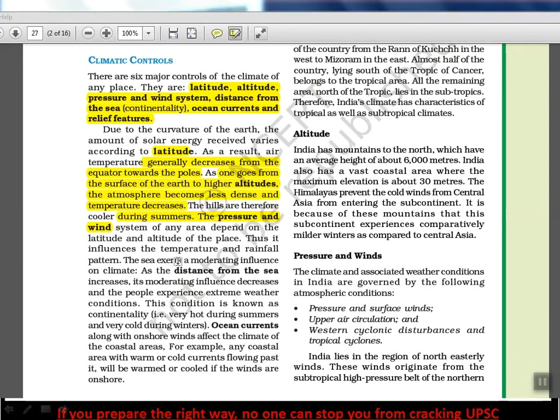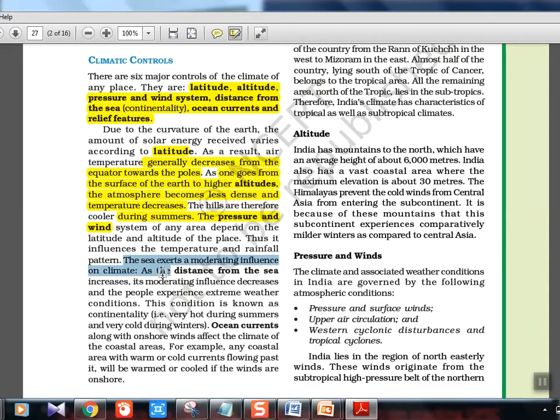Then next is the distance of the place from the sea. The sea exerts a moderating influence on climate. As the distance from the sea increases, its moderating influence decreases. So the closer you are to the sea, the more the influence. That is a very basic thing. The condition far from the sea is known as continentality. It is very hot during summers and very cold during winters. That is what happens when you are far from the sea.